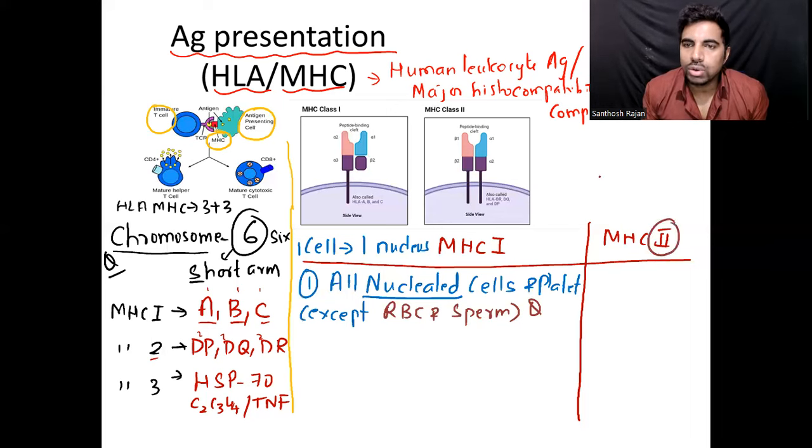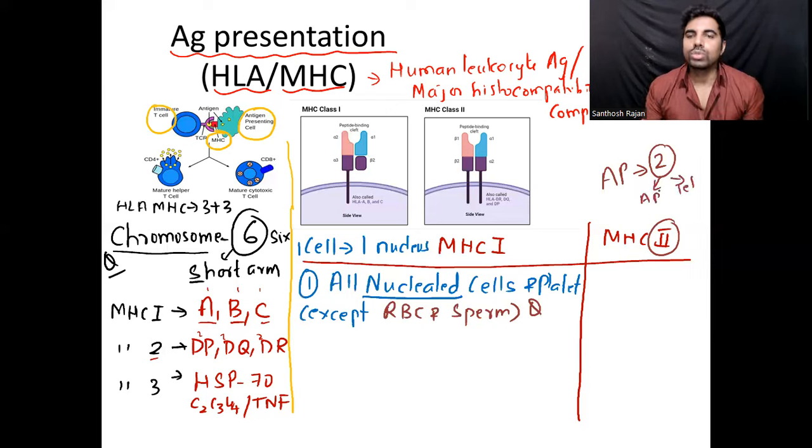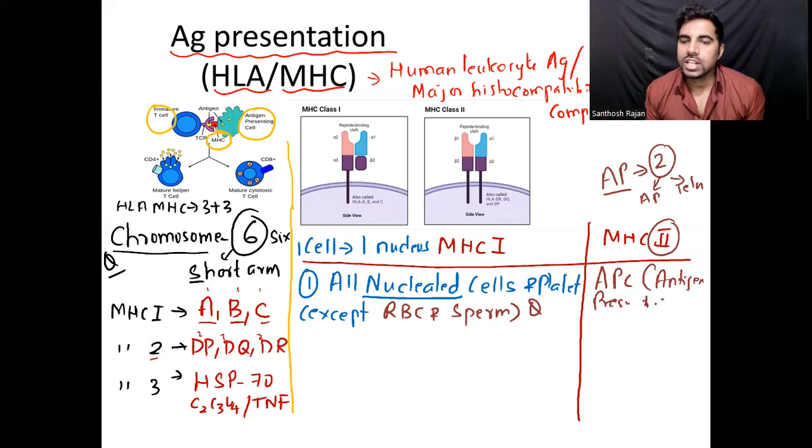How to remember MHC2? Andhra Pradesh was broken into two. One is AP, the other one is Telangana. If you remember, they were broken into two. Two means two. Why do I say AP? Antigen presenting cell, APC. Antigen presenting cells, we already talked about it.